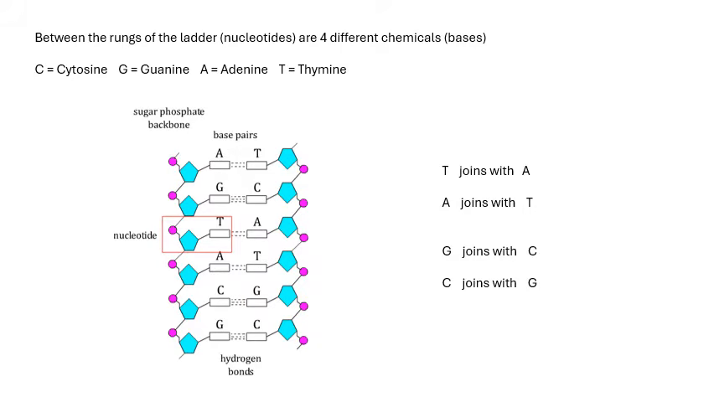We've got this sugar phosphate backbone, in fact 2 of them, and they're made up of nucleotides. They're the base units that make it up. And then the 2 bits of ladder are joined together by these base pairs, and there are 4 bases in DNA.